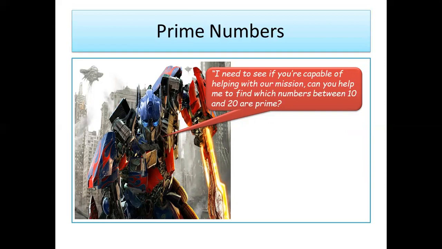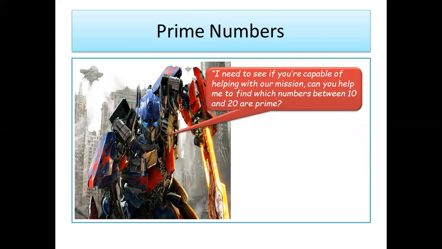Okay, after 10, we have 11. Is 11 in any table? No. So the first number we're going to have is 11. And then 12. No, 12 is in table 3 and 2 and 4, so it can't be a prime number. 13. 13 is not in any table, so we can say that 13 is a prime number. So the first two numbers we've got are 11 and 13.